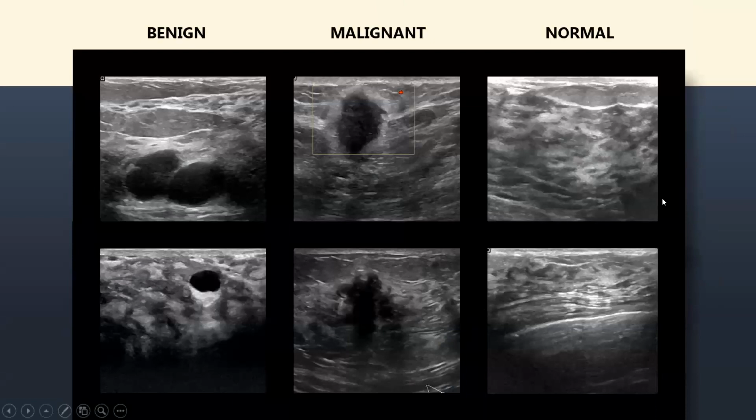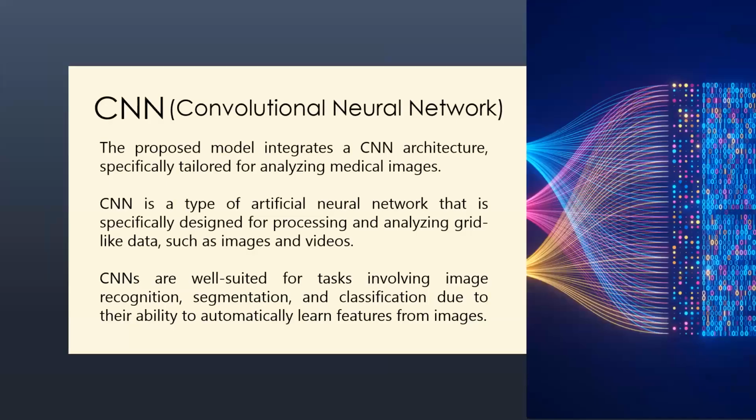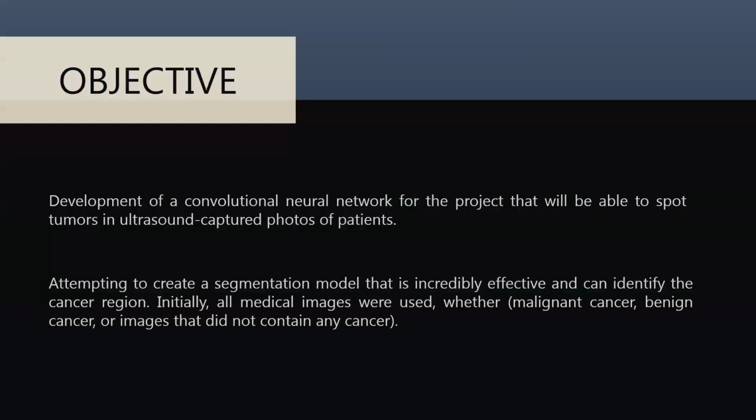Now, just to give you a brief about CNN, it stands for convolutional neural network, and it is a type of artificial neural network designed specifically for processing and analyzing grid-like data, such as images and other multi-dimensional data. They are particularly well suited for medical imaging due to their ability to automatically learn and extract features from the images. Next, we have the objective.